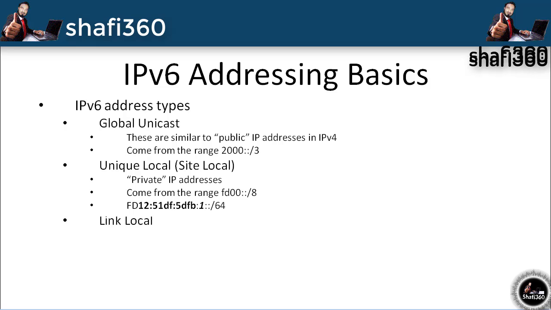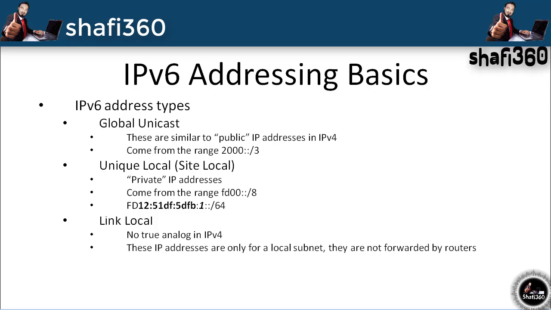The third type of IPv6 address, or I guess the second type of IPv6 address, is a link local address. There's not really a true analog in IPv4. You can kind of correlate it to a private IP address, but it's not really a private IP address because they're only for a local subnet. They're not forwarded at all by any IPv6 routers, even if they're not really public routers. I'm using air quotes around public, like you can see what I'm doing here.